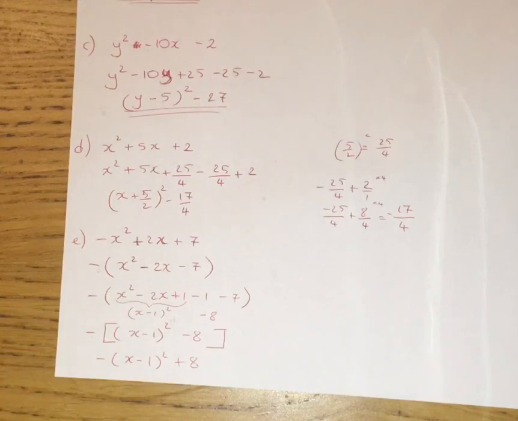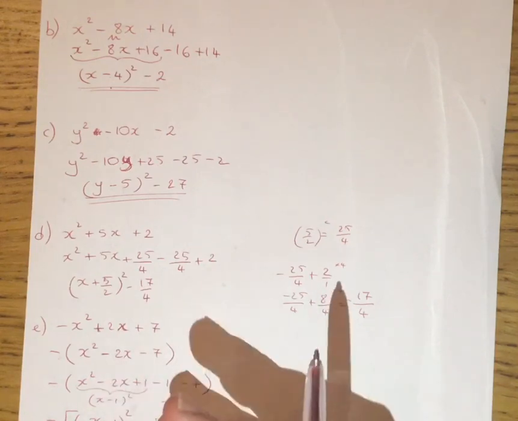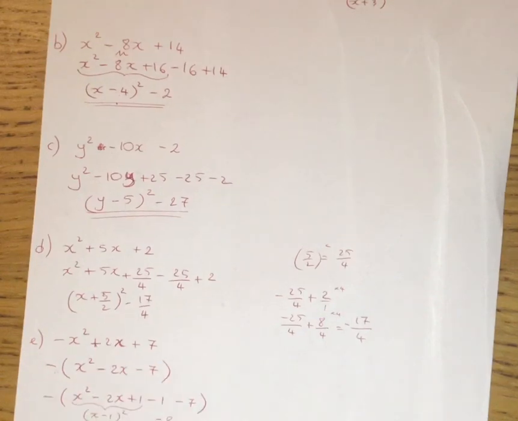I hope that this is clear enough. Any question you can ask, but this is completing the square, including the negative coefficient of x squared, and I hope it's clear, and thanks.